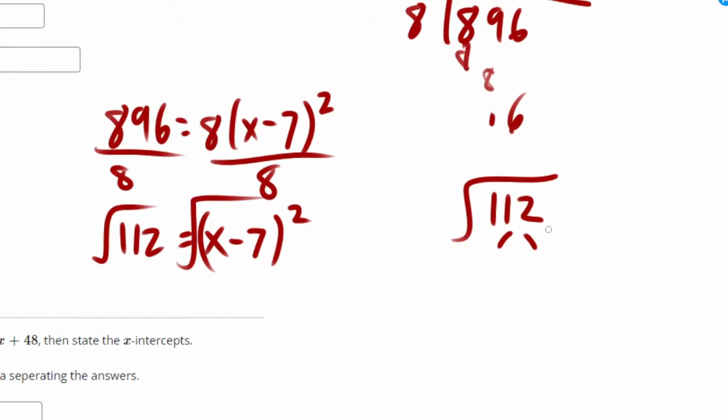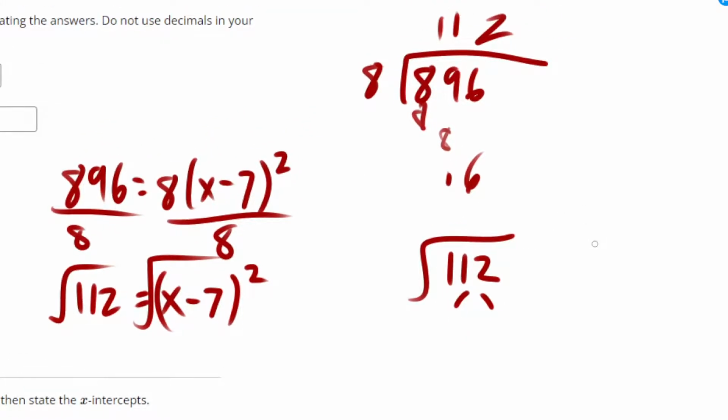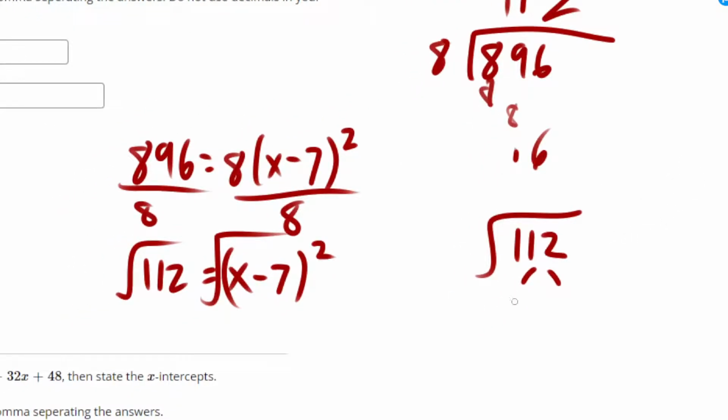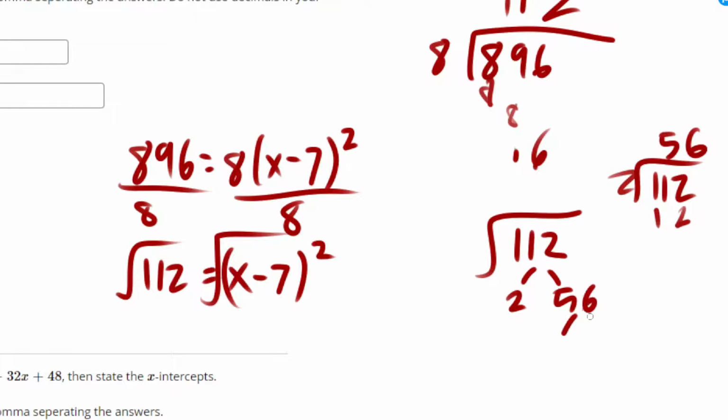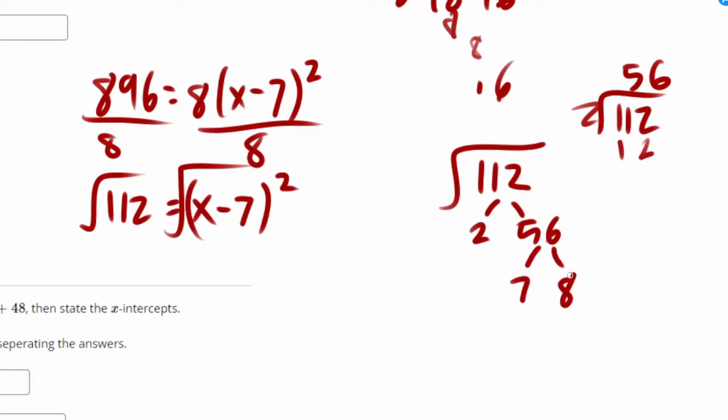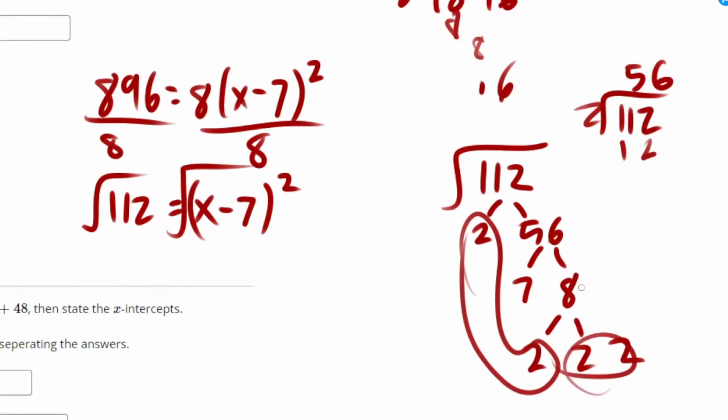Now what we can do is separate these. We know that this is at least divisible by 2. 112 divided by 2 is equal to 56. 56 can be broken down into 7 and 8. 8 can be broken down into 2, 2, and 2. So we've got 2 pairs of 2, which is 2 times 2, which is 4, with a leftover square root of 7.